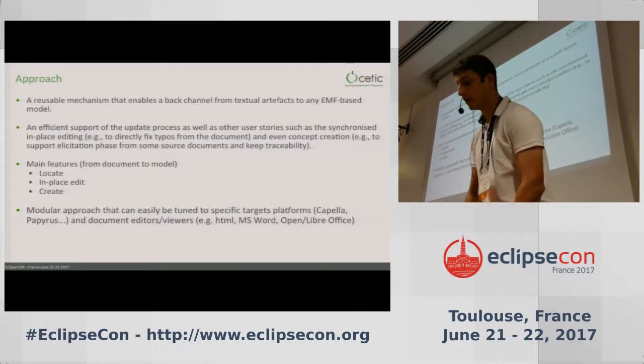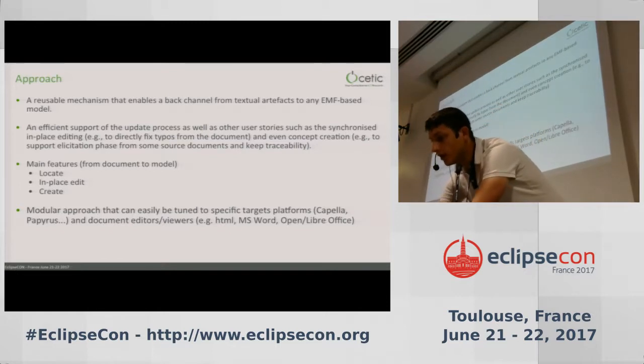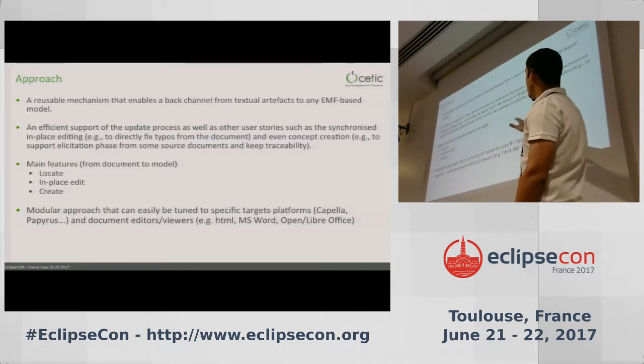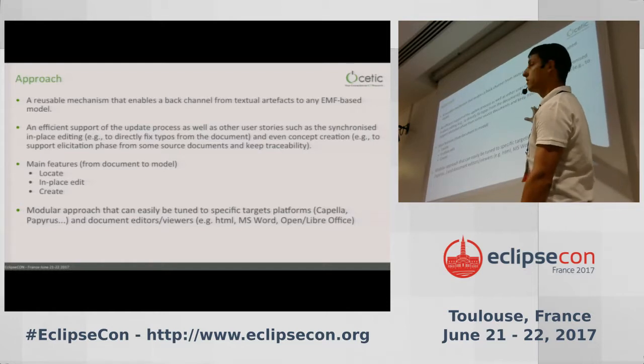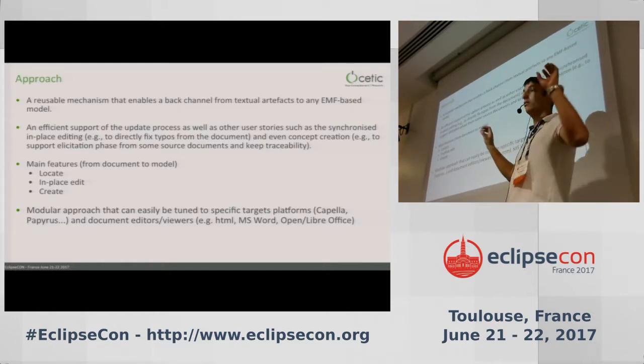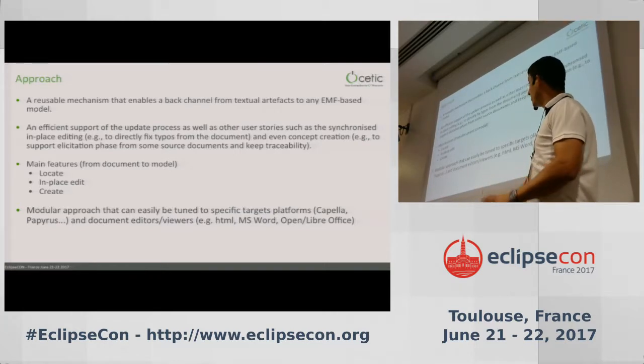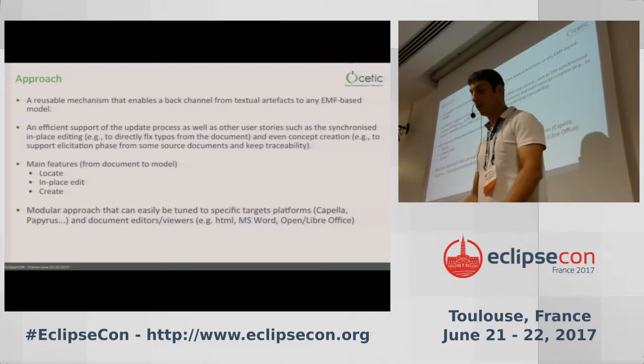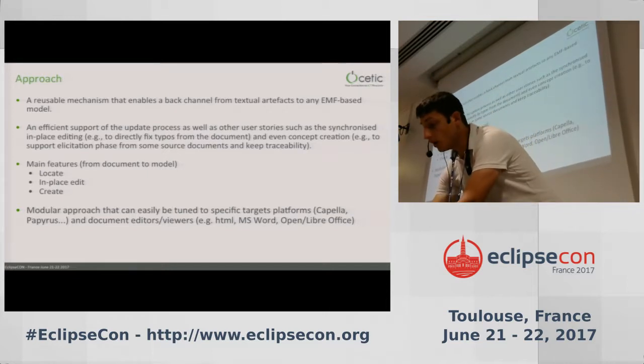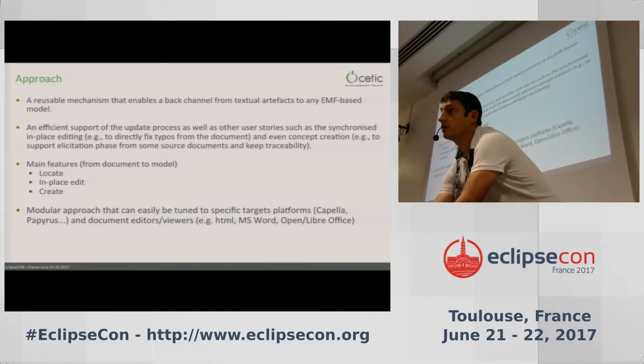It is probably more efficient. For now, you have three main functionalities: locating the concept in the model, in Eclipse, really in the tree view; in-place editing; and the creation of new elements in the model. The idea is to integrate this approach with specific target domains, such as Capella, Papyrus, based on EMF models.